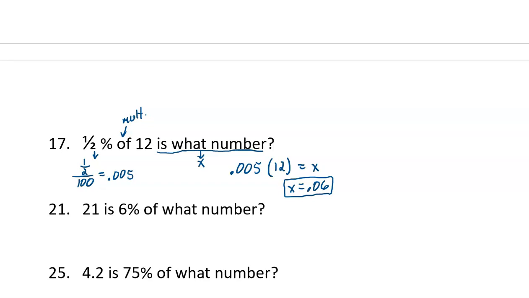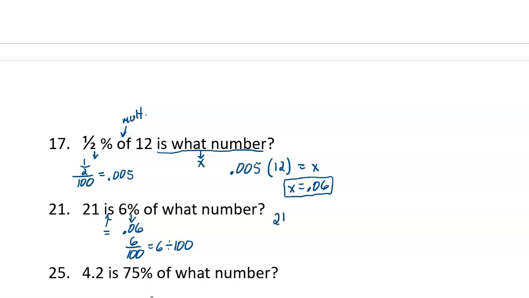Number 21. Remember that 6% as a decimal is 0.06. The way that you figure out is that you think of 6% as 6 out of 100. Take the calculator and type 6 divided by 100 and push enter, and it's going to say 0.06. Okay, now remember that the word is your equals.